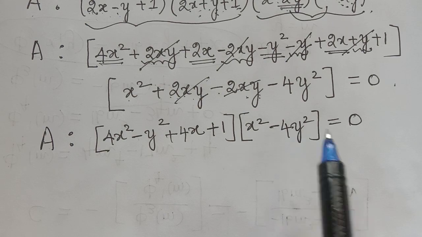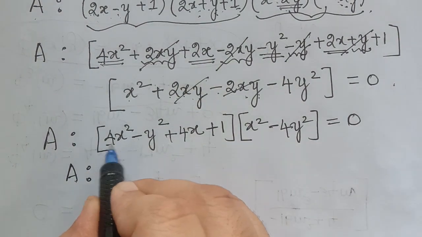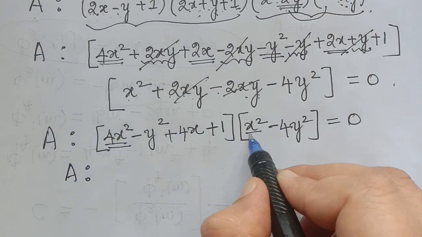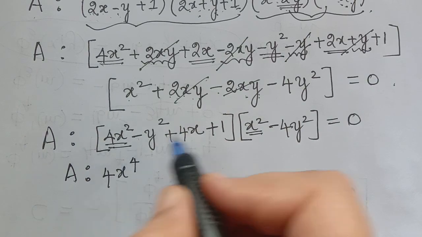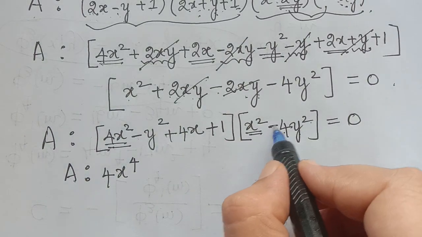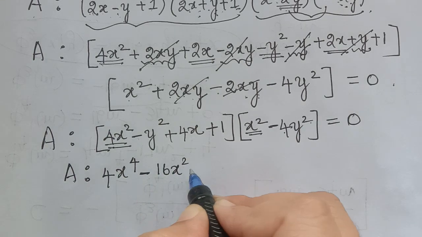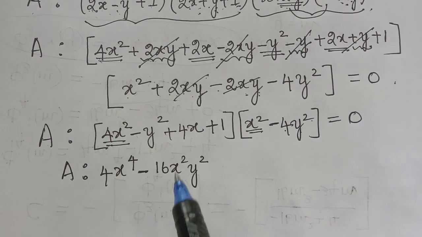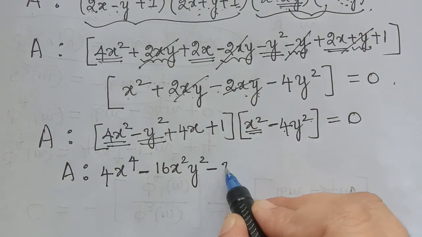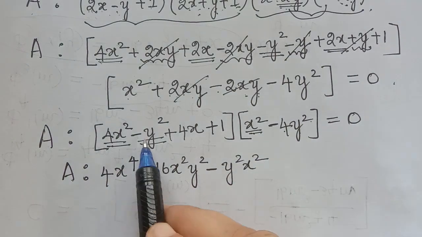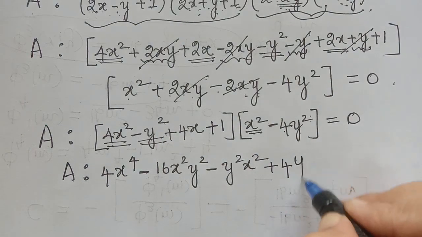Further, we will multiply these two and let us finish the general equation of A. So, 4x square has to be multiplied with x square, so 4x to the power 4. 4x square multiplied with minus 4y square, so minus 4, 4 times is 16, x square y square. Now next, minus y square multiplied with this gives us minus y square x square, and minus into minus plus 4y to the power 4.